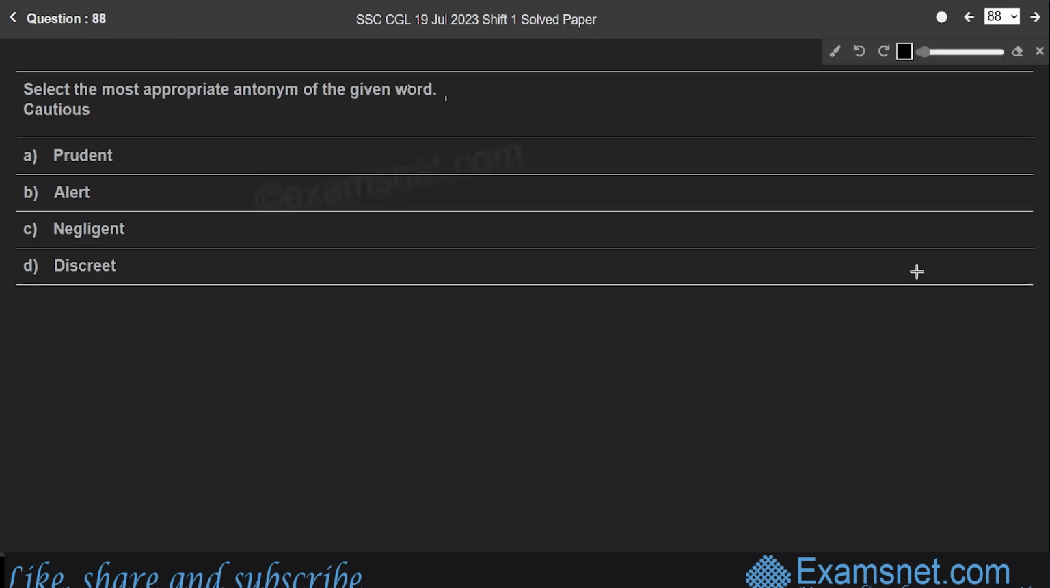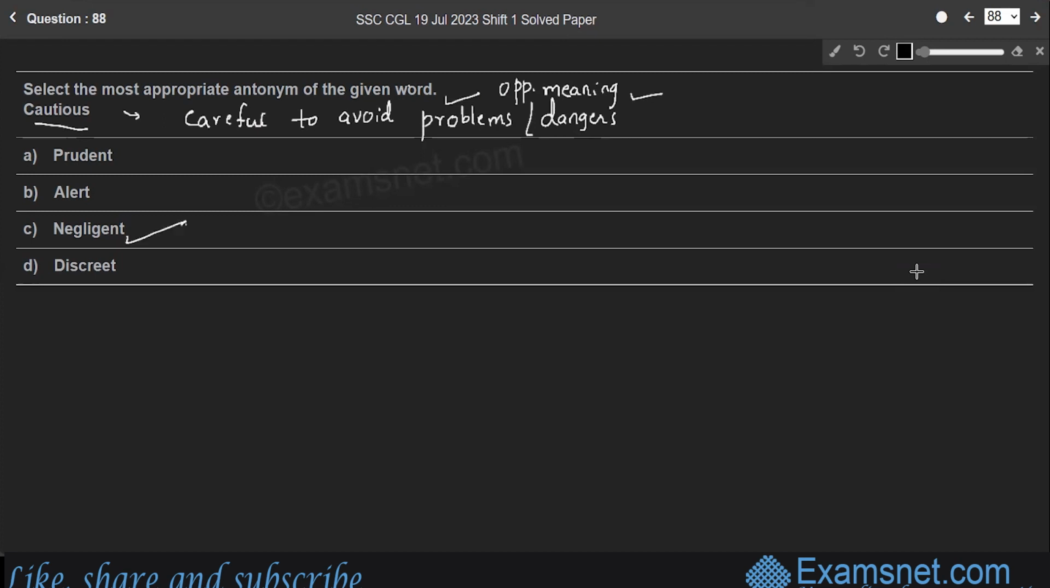Question 88. Select the most appropriate antonym of the given word. Antonym means opposite meaning. So the opposite word of the given word cautious. Cautious means careful to avoid problems or dangers. For example, her experiences have made her cautious. Careful to avoid problems is called cautious. So the opposite meaning of cautious is negligent, option C.